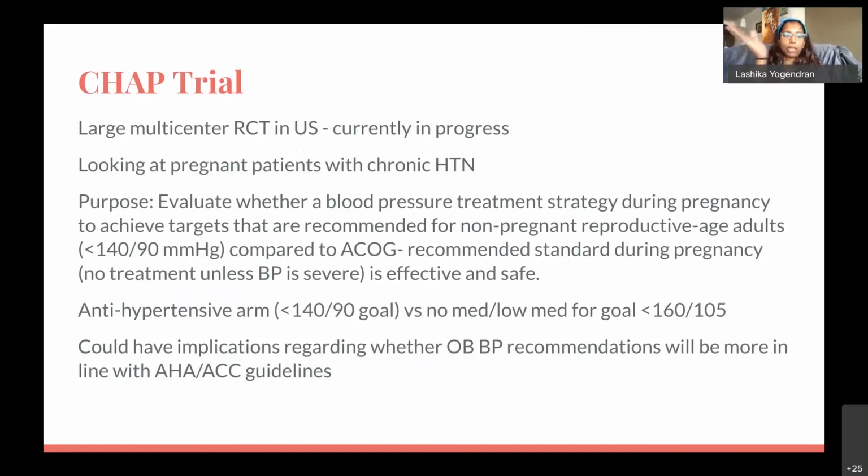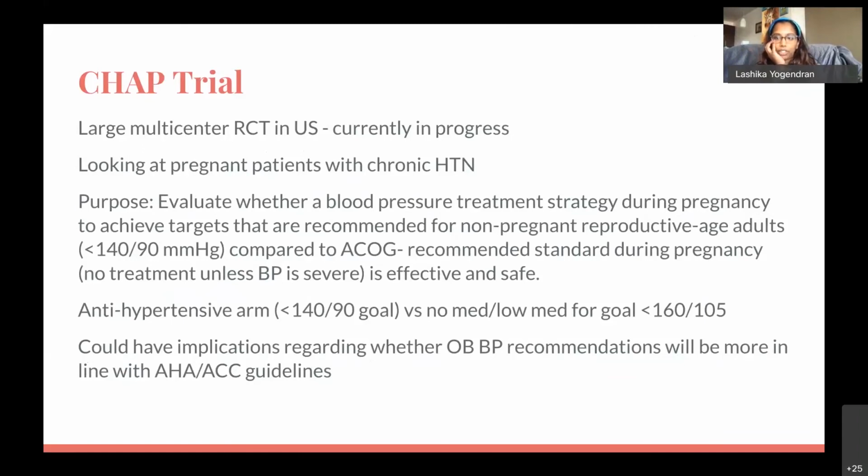So basically there'll be an antihypertensive arm with the goal of maintaining the blood pressure less than 140/90. There'll be another arm that'll have a less tight goal of less than 160/105. And those people will not be on any medications, or they'll be on a low enough med to just get them under that threshold. So nothing like a big significant drop. It's interesting because, like I said, it's balancing the uteroplacental flow versus blood pressure control.